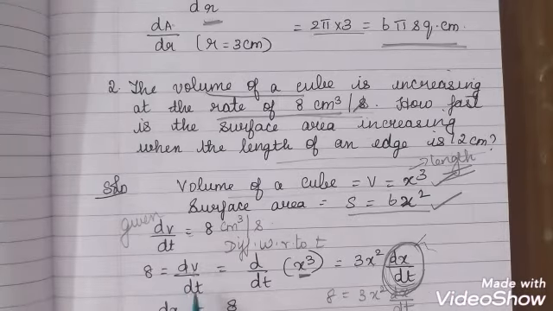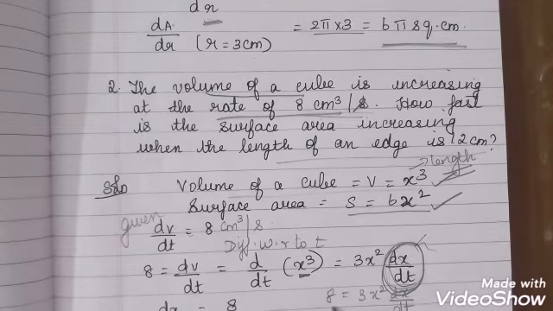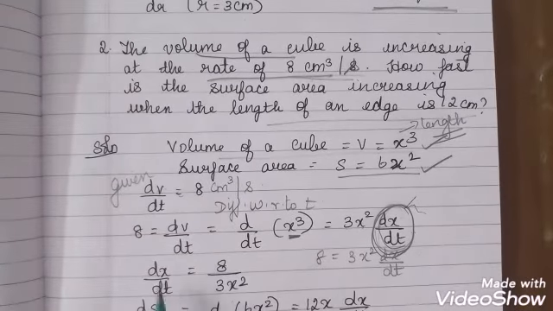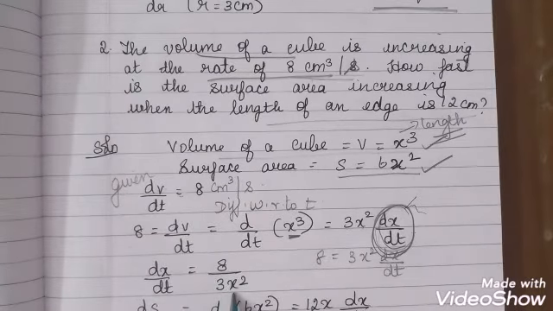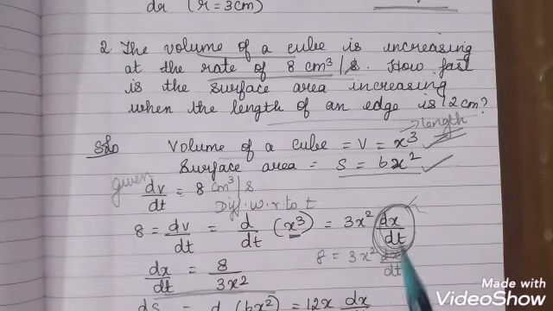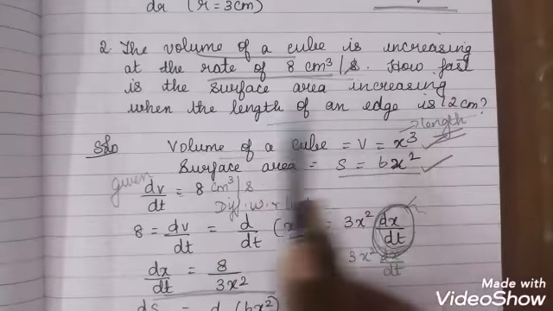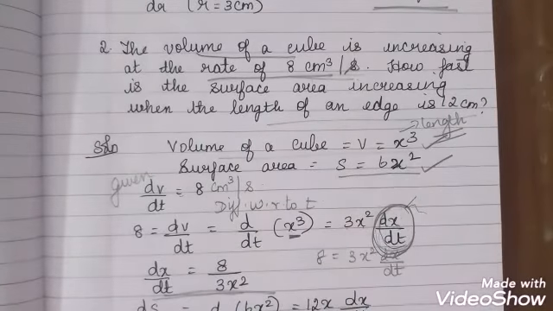Now what is your dV by dt equal to here? dV by dt is equal to 8. So 8 is equal to 3x squared into dx by dt. So dx by dt is equal to 8 by 3x squared. Now how do you get dS by dt? Because I need to find out how fast the surface area is increasing when the length of an edge is 12 centimeter.